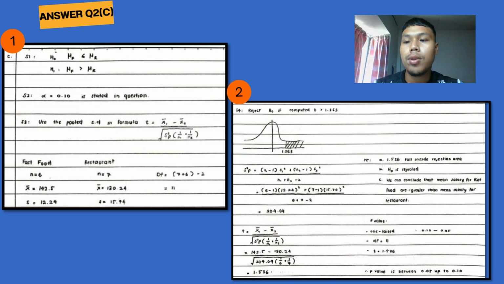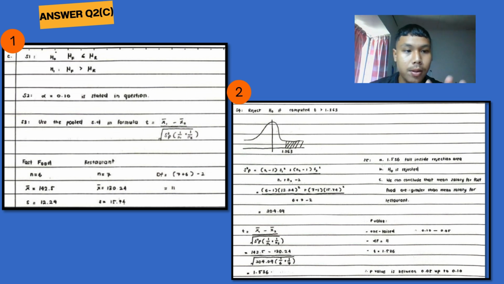For step 3, we use the pooled standard deviation in the formula for T, as we can see here. And then we list down the information for the fast food and restaurant. We have n equal to 6, x bar 142.5, and standard deviation s 12.24. And then for the restaurant, n equal to 7, x bar 130.24, and s 15.74. For degrees of freedom, we take 7 plus 6 minus 2, which equals 11.